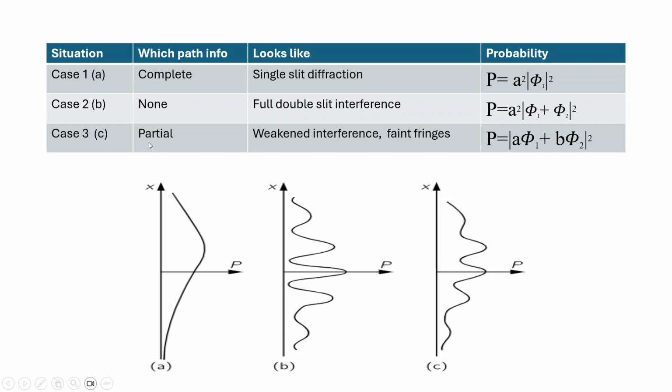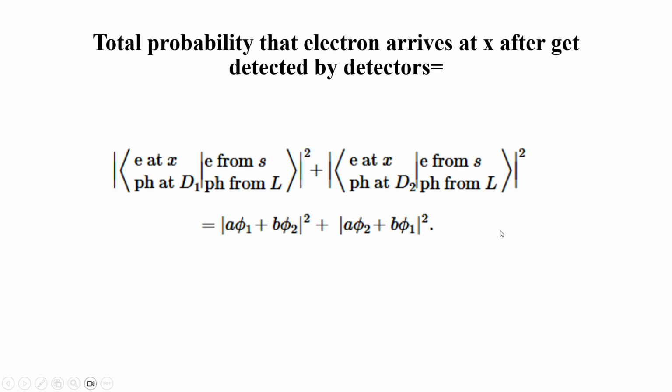And case 3, path information is partial, not complete. So it looks like weakened interference, faint fringes, and the formula is this, which we already have seen, and this is the graph for it. Now, the total probability that the electron arrives at X after being detected by detectors can be given by the sum of these two probabilities. Here I'm saying probability because we have taken the square of these amplitudes.